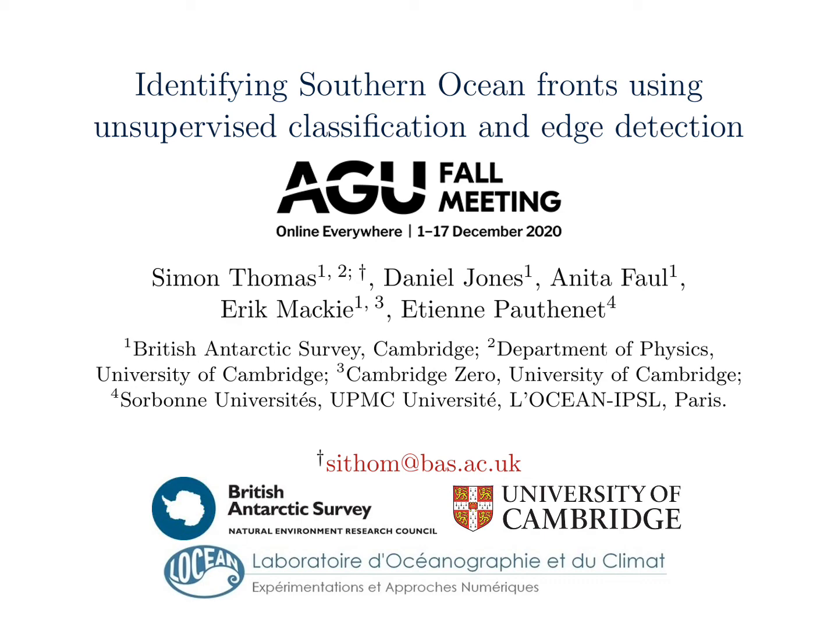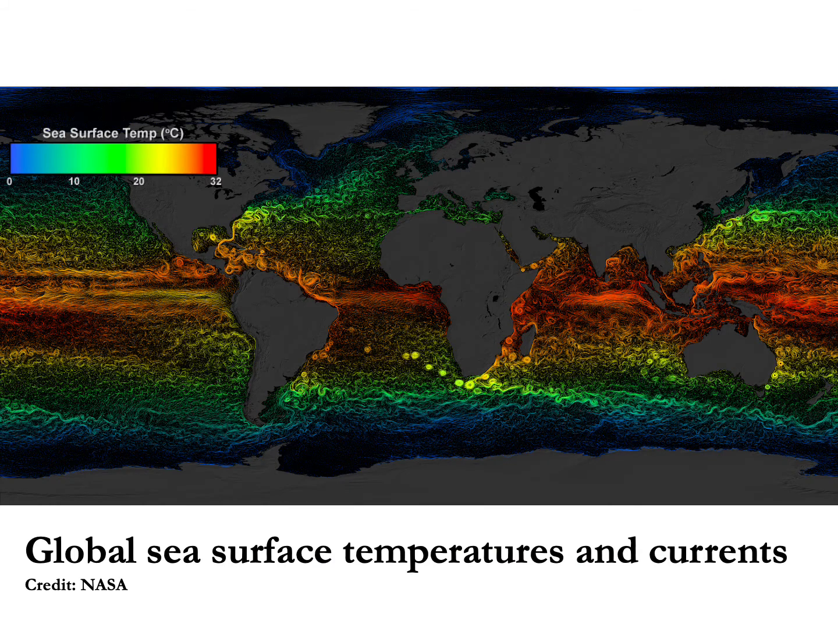Hello, today I'm going to talk about two different definitions for Southern Ocean fronts. If we look at this image from NASA, you can see the really nice structure of the ocean. The lines correspond to the currents, and the colours on those lines are the temperature of the surface. You can see that there's a lot of structure, and hopefully we can use machine learning algorithms to pick this apart.